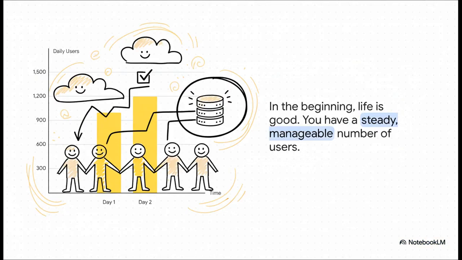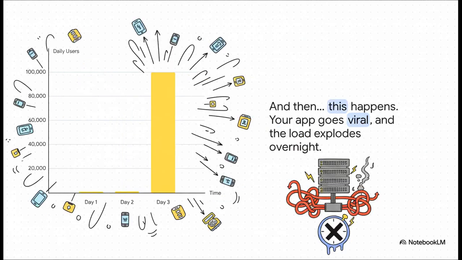In the beginning, everything's cool. You've got a nice, steady, totally manageable number of users. Your system, now that it's all replicated and reliable, is handling the traffic just fine. But on the internet, as we all know, things can change pretty much overnight. And then, bam, this happens. Your app goes viral, and suddenly you don't have 10 times or 100 times, but maybe 1,000 times the users you had yesterday. Your servers are getting absolutely slammed with requests, and everything starts to slow down to a painful crawl. This is the scalability crisis.